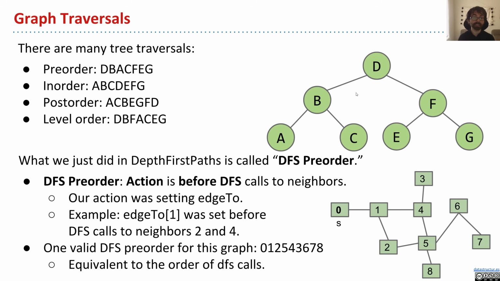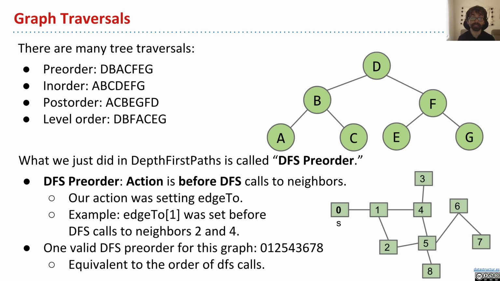Now, what we just did in depth first paths is sometimes called DFS Preorder. So it's a graph analog of a tree traversal. The basic idea in a DFS Preorder is that we act before our DFS calls. It's just like preorder in a tree. So what action did we take in depth first paths? Well, we set the edge 2 value. So for example, we set the edge 2 for 1 before we ever made calls to DFS 2 or DFS 4. Okay? So the edge setting came first, the DFS calls came later.